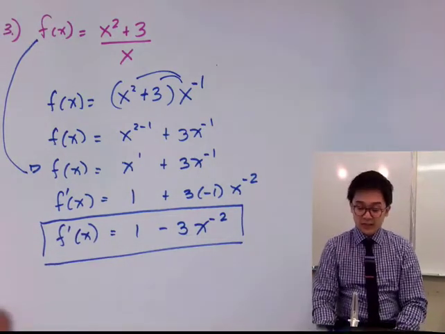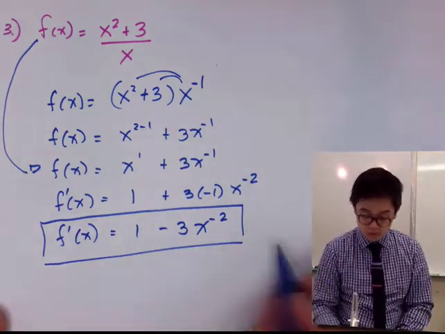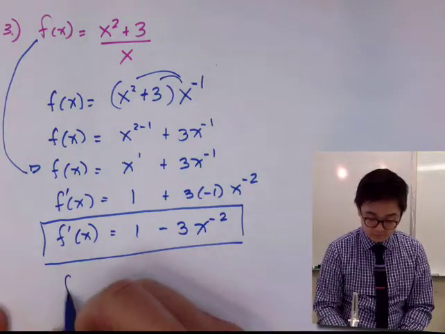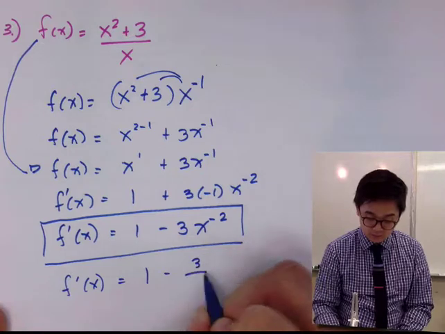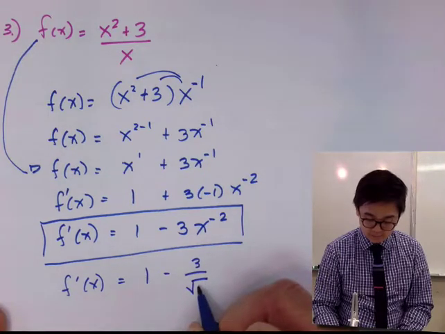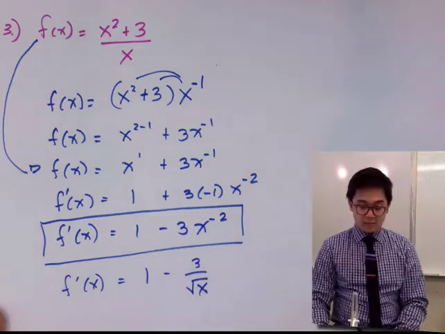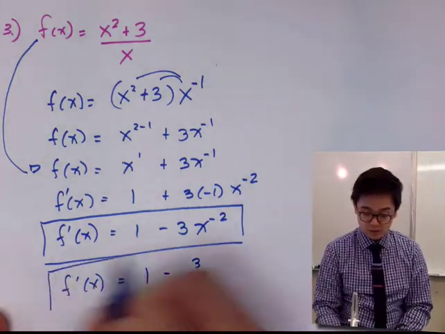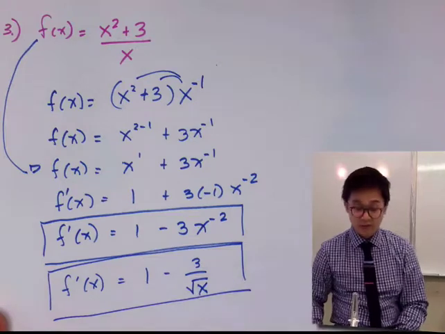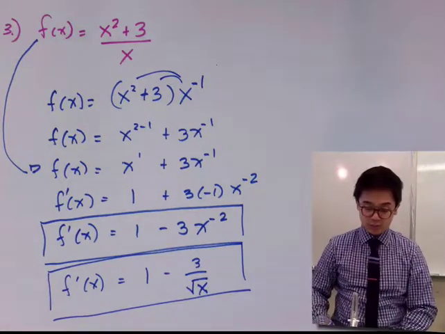And once again, if you have a negative exponent, you can change it into a positive exponent by modifying your answer into this: 1 minus 3 all over x squared. So this is another version of your answer. And that's example number 3.